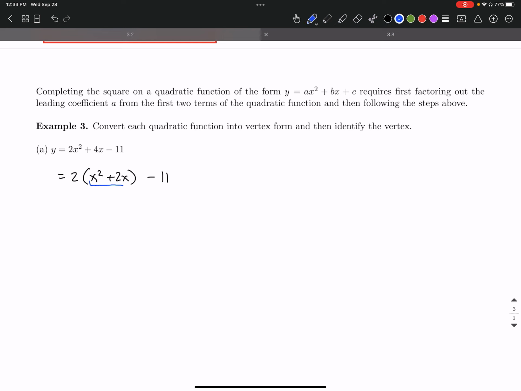Now, we are going to complete the square as we normally would on x squared plus 2x. In this case, this is of the form x squared plus bx plus c. And so we can let b be the coefficient on the x, which is positive 2.